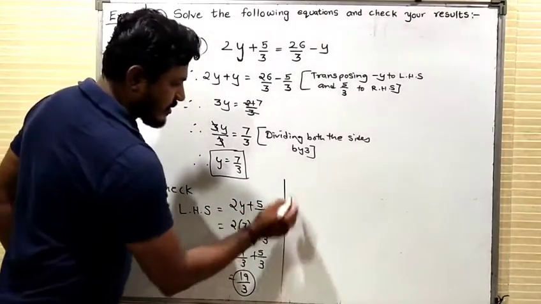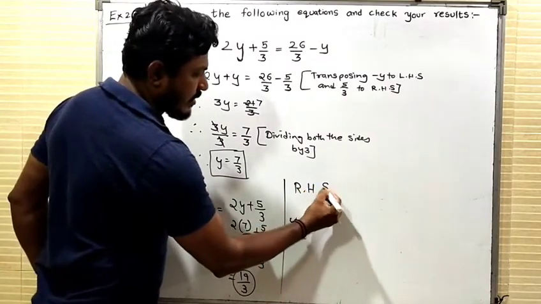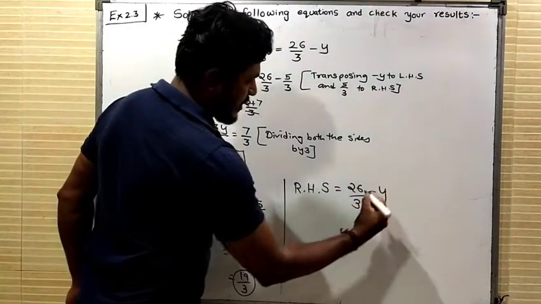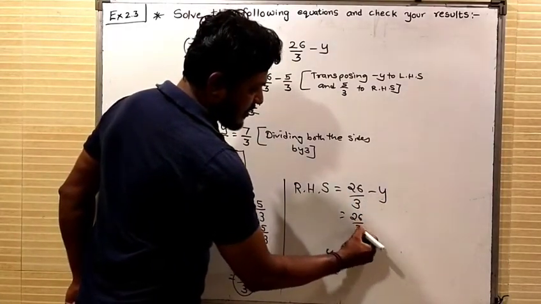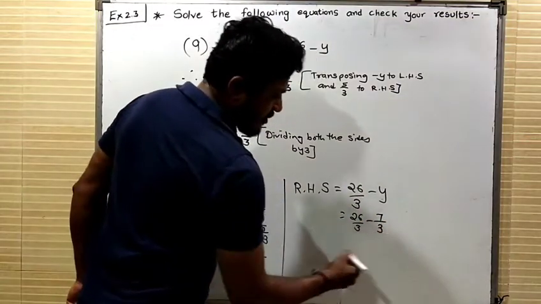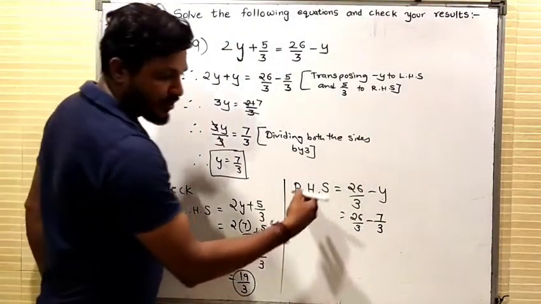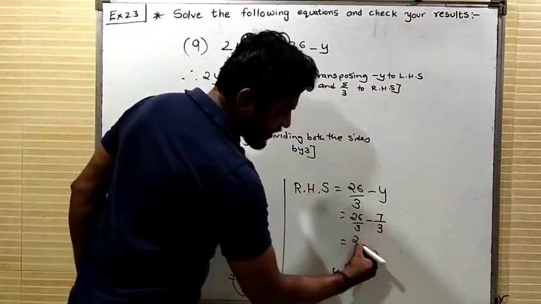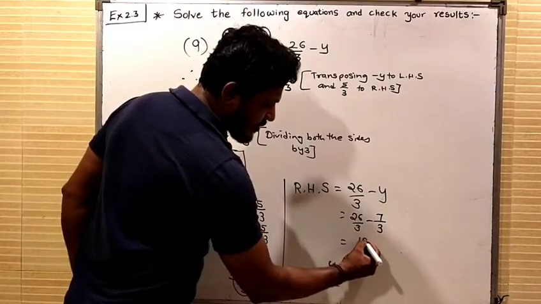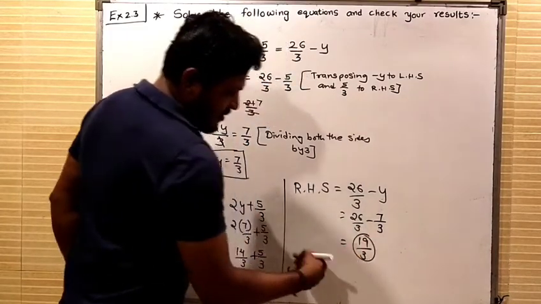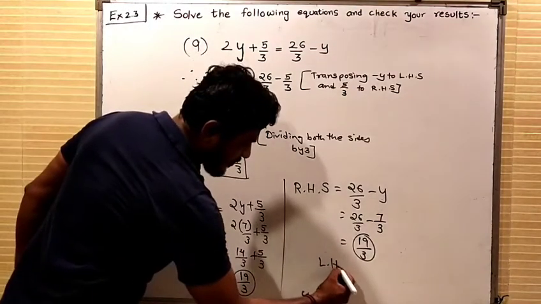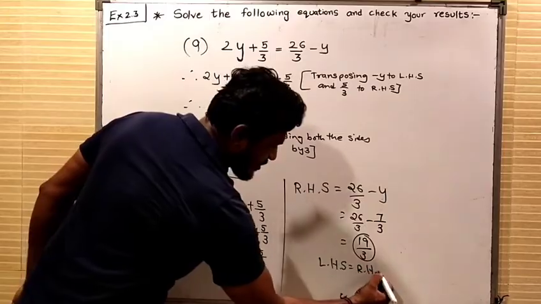Now let us see right hand side, 26 by 3 minus y. In place of y, write down 7 by 3. Now here also denominators are the same, no need to find the LCM. Directly you can subtract, that is 26 minus 7 gives 19, that is 19 by 3. See, dear student, both the sides we got the same value, so write down LHS equals to RHS.